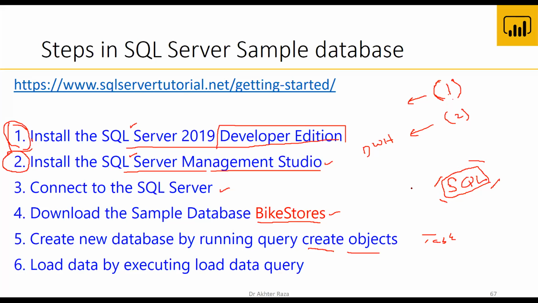Then create a new database by creating objects and then loading data into your tables. These are the 6 important steps. In step number 1, you have to download the SQL Server Developer Edition if it is not available on your machine. If it is already available on your machine, you can ignore this step. If Microsoft Server Management Studio is already installed there, you can skip this step.